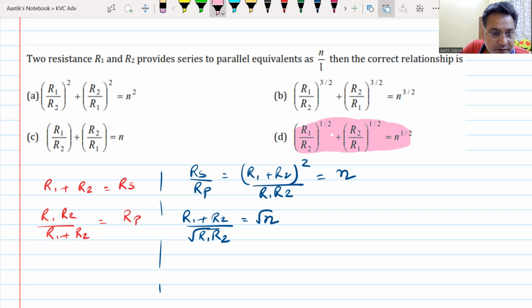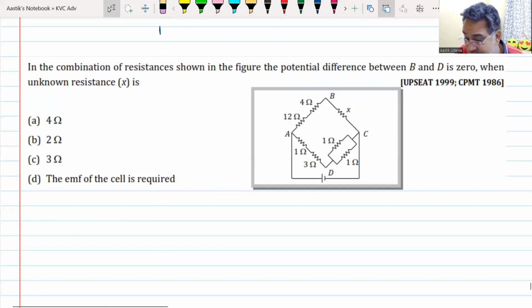Again, remember we have already done series parallel combinations, but I am just covering questions specifically with resistance because I can see that these questions are in fashion these days. This is the next one. In a combination of resistances shown in the figure, the potential difference between the points B and D is 0. What is the value of the unknown resistance? You have 2 minutes to give me the answer.